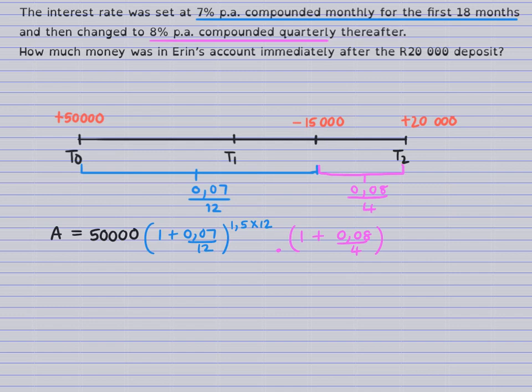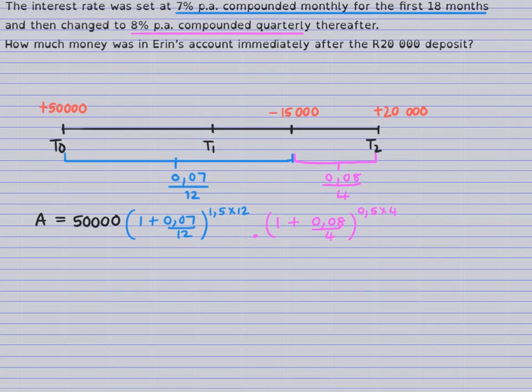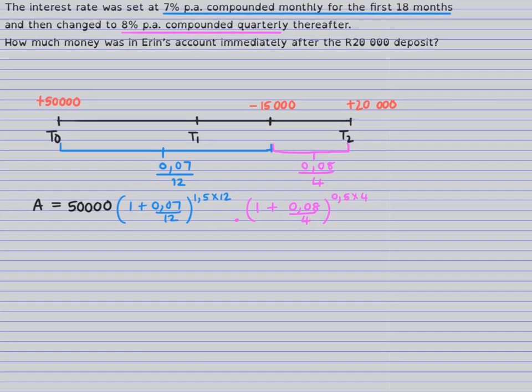And how long was that for? It was for the remainder of the year. There was half the year left, right? And we are compounding quarterly. And 0.5 times 4 would be 2, which is perfect. It's those 2 quarters which are left over. Okay, so that's how we're going to deal with what's happening with the 50,000 Rand.